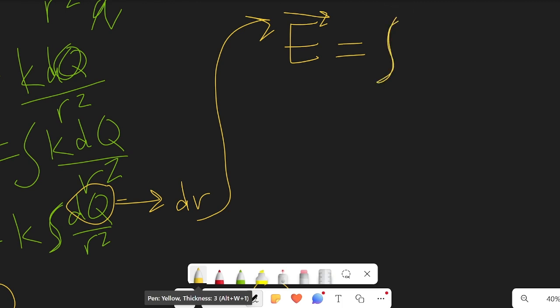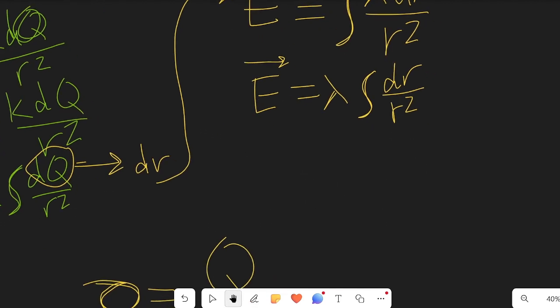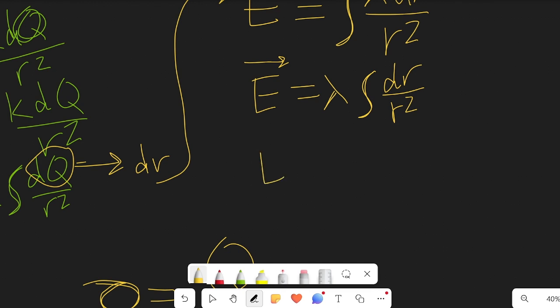So times linear charge density times dr. Remember, we're not using L in this case, we're using R as a variable, so we'll do that, over R squared, right? So if we have something like this, the linear charge density will be a constant, so we can take it out. And we will essentially have this dr over R squared, right? And this is a pretty simple integral to figure out at this point.